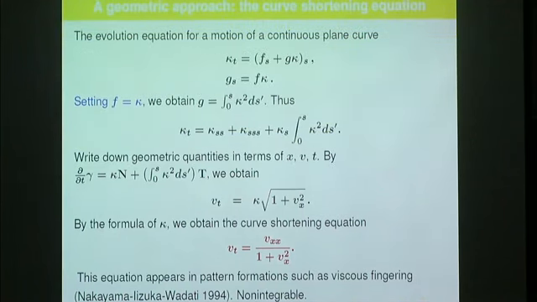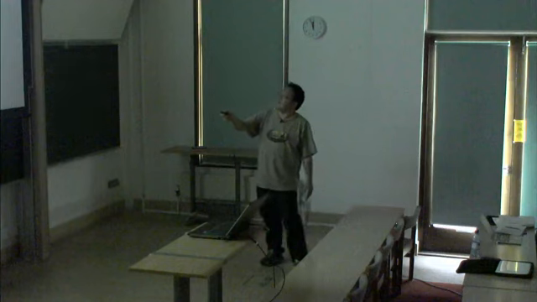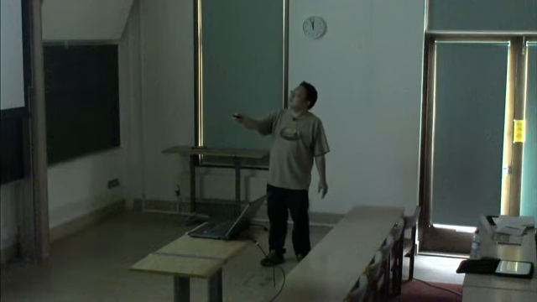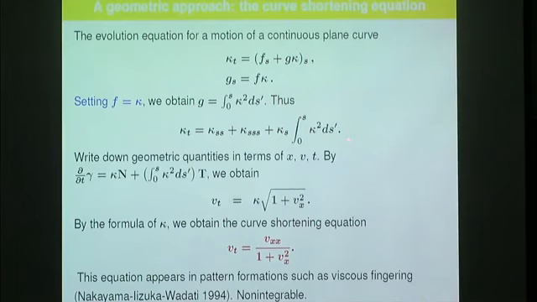And using the same formulation, here you have the evolution equation of the motion of a continuous plane curve. Now, if we set f to kappa, then you will get g like this. This means this evolution equation will be a differential integral equation. In this case, if you change to Eulerian coordinates, you will get the curve shortening equation. This is a famous equation in pattern formation.